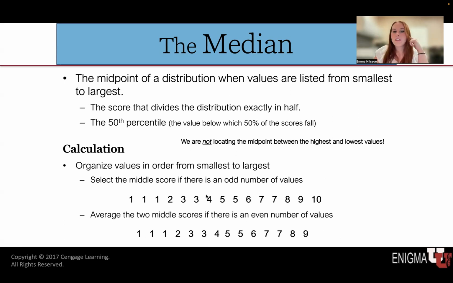So if there's an odd number of values, you're going to select the score that's exactly in the middle. Here we can see there's 1, 2, 3, 4, 5, 6, 7 scores above it, and 1, 2, 3, 4, 5, 6, 7 scores below it as well. If there's an even number of values, you're not going to have an exact middle score. So you're just going to take the average of the two. These are the two middle, and the average of 4 and 5 is 4.5. So that would be our median.